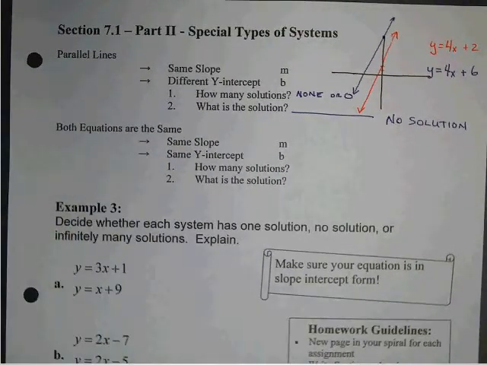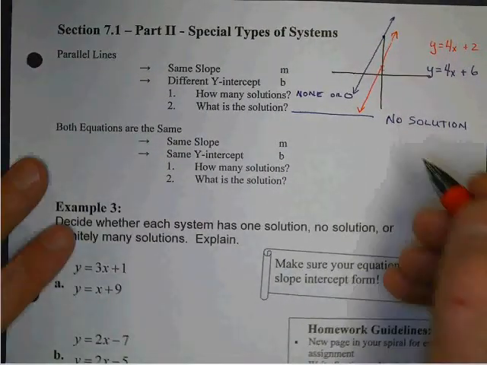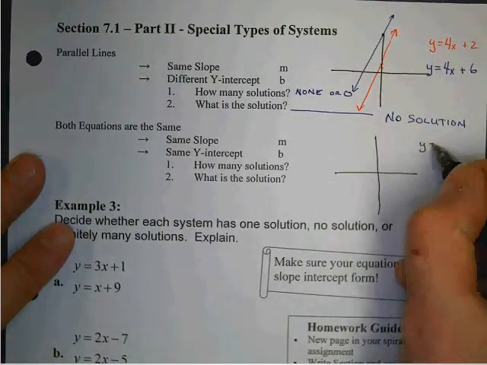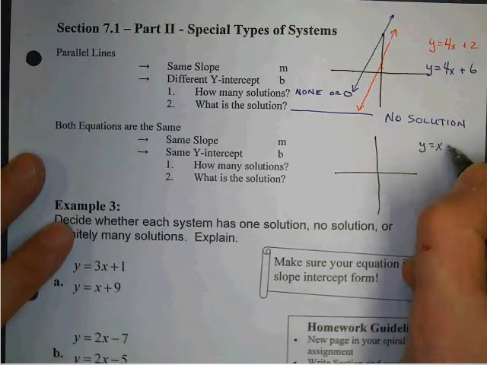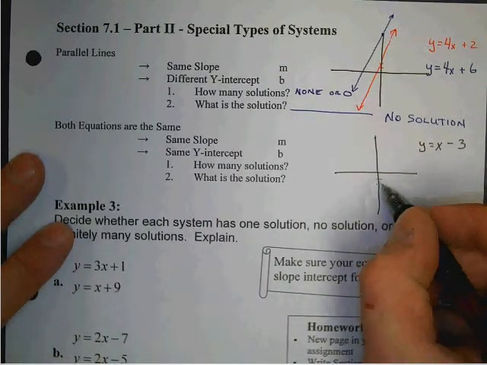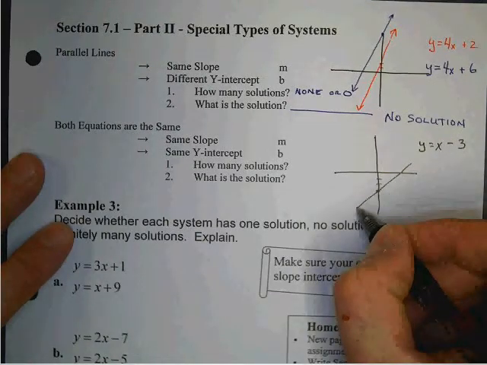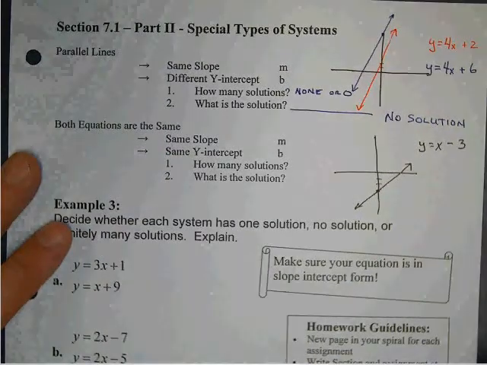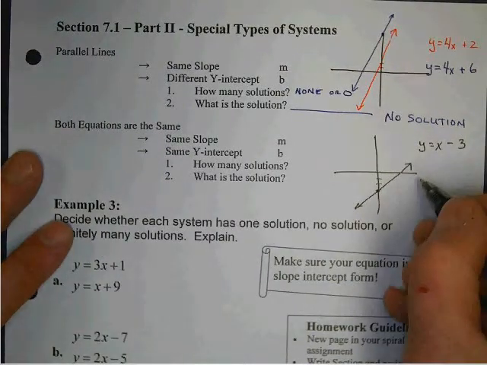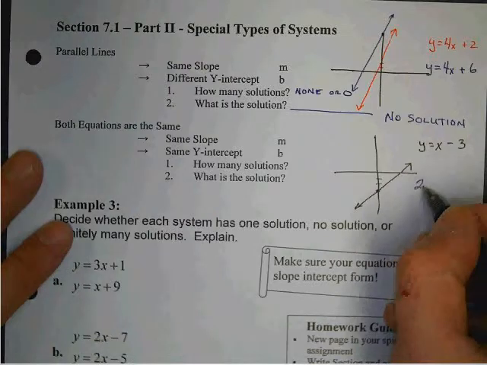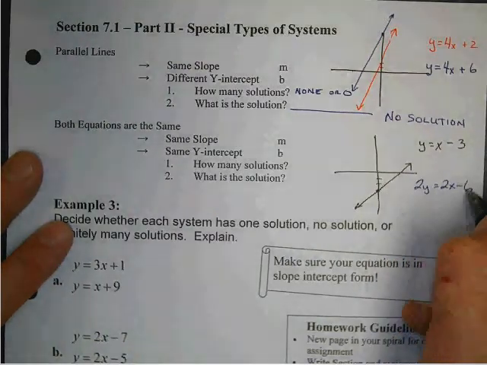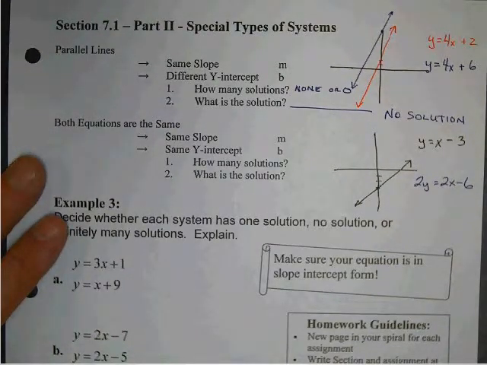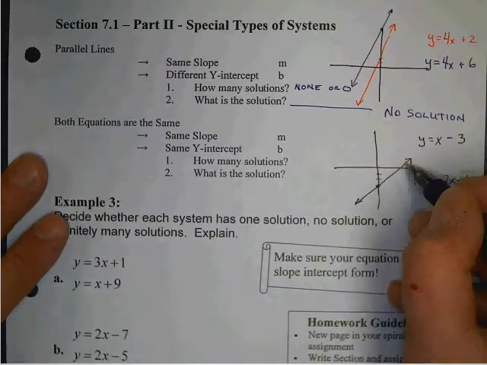All right, second scenario. Both equations are the same, but they're disguised. All right, what do I mean by that? Maybe one equation is y equals x minus 3. I go down 3, and there it is. But the other equation is disguised a little bit, and you have to solve it for y before you graph it. And so maybe the other equation is like 2y equals 2x minus 6. Do you see the disguise? It's all multiplied by what? Everything's multiplied by 2. It's the same equation.